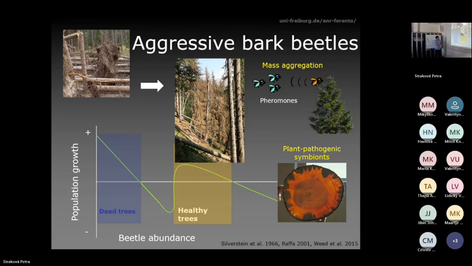Below the threshold, they can only colonize this kind of wood, but above a certain threshold, they can kill trees, and they can do this by doing mass aggregations, by following other beetles that have already made a hole into the tree and are producing pheromones. When they are around at this population size, you can see that some individual trees are attacked by a lot of beetles, and they do this with aggregation pheromones and with the help of plant pathogenic symbionts. So when plant pathogenic symbionts are present in the population, the beetles are doing better.